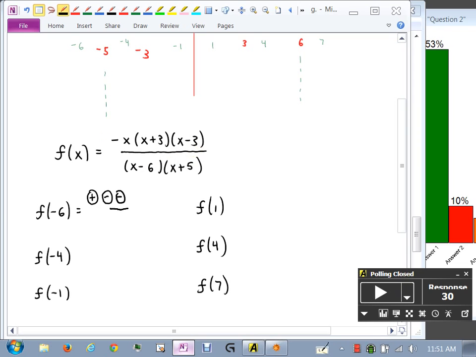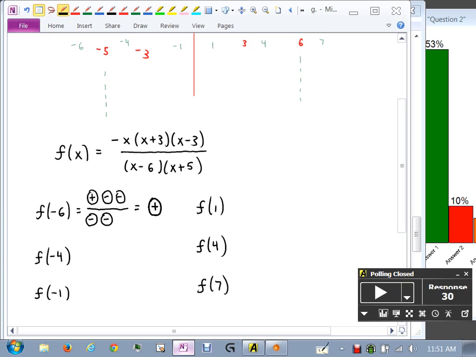All over -6 minus 6, negative still. And then -6 plus 5 is -1. Okay. What's the numerator? Positive, because these two together are positive, right? Positive times positive is positive. And the denominator, these two together, positive. So positive over positive is positive. So I should have positive.